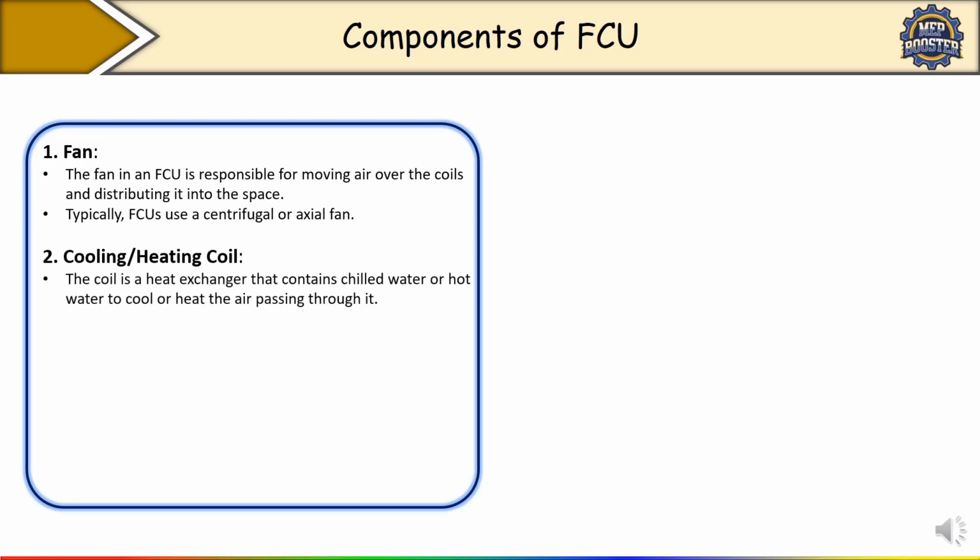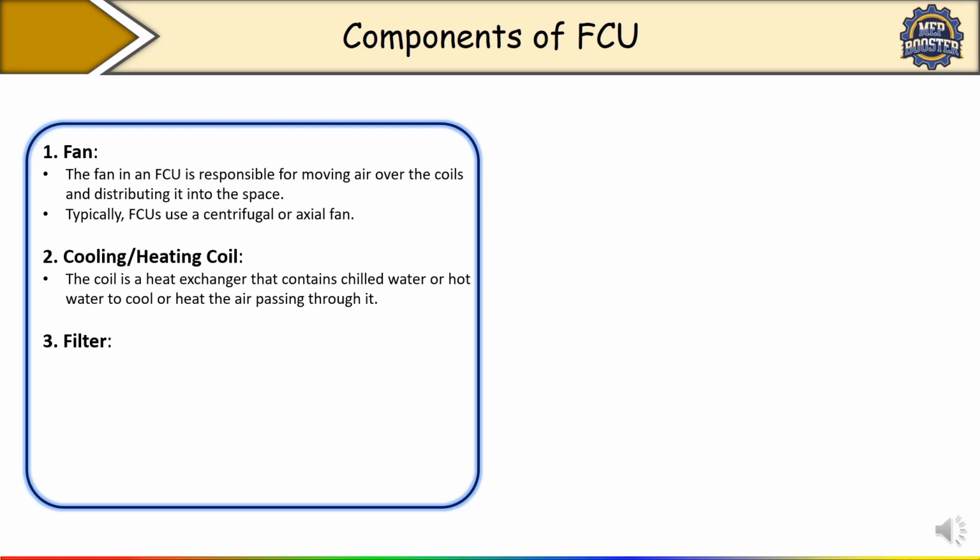So the coil is a heat exchanger that contains chilled water or hot water to cool or heat the air passing through it. For example, in a hotel room, when the temperature setting is low, chilled water flows through the cooling coil, allowing the unit to lower the air temperature for guest comfort. And the same in a residential setting during winter, the heating coil activates when the temperature is set above the room temperature, warming the air before it is circulated back into the room.